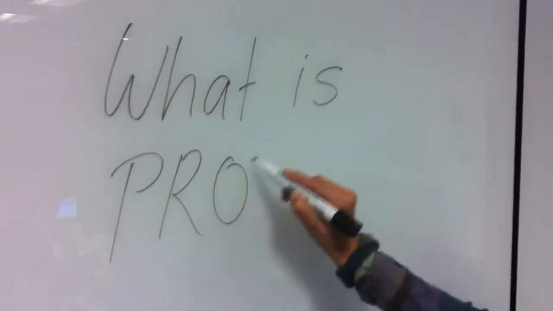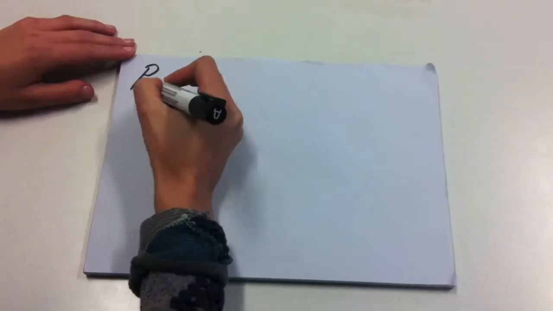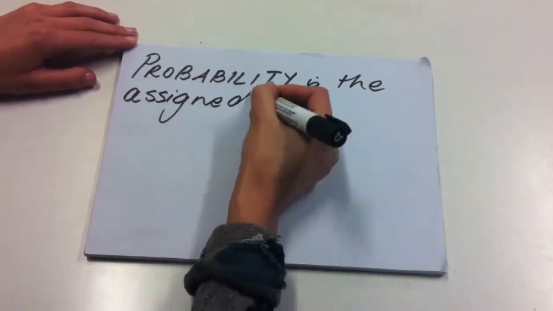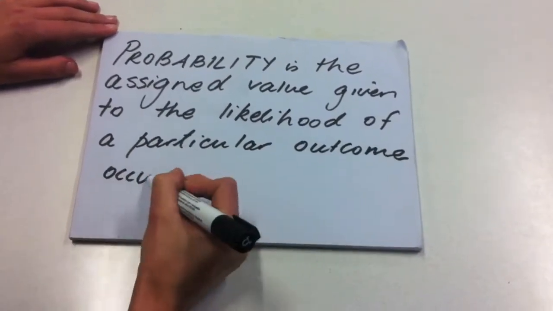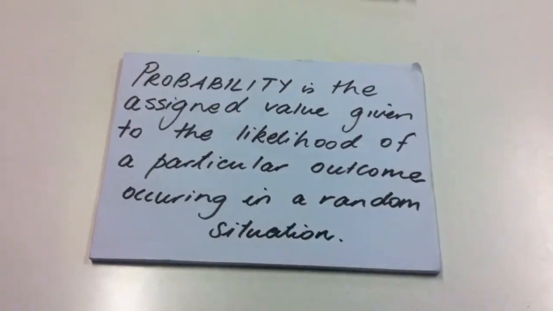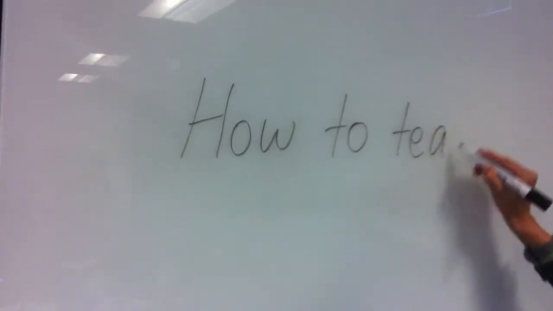What is probability? Probability is the assigned value given to the likelihood of a particular outcome occurring in a random situation. But how do you teach probability?